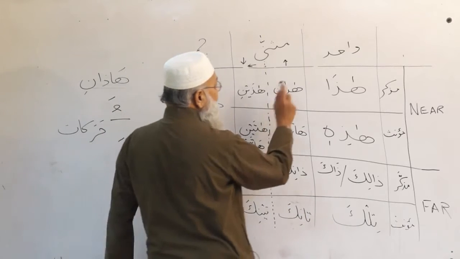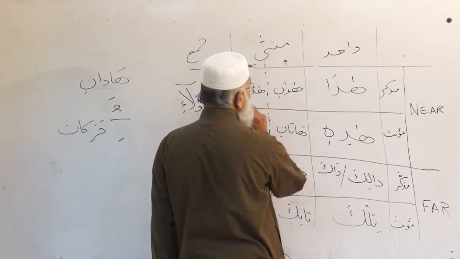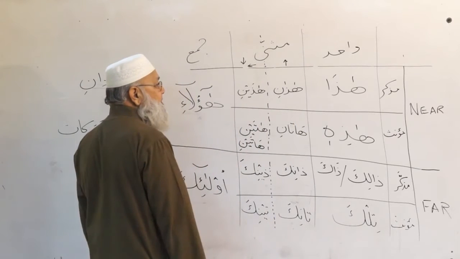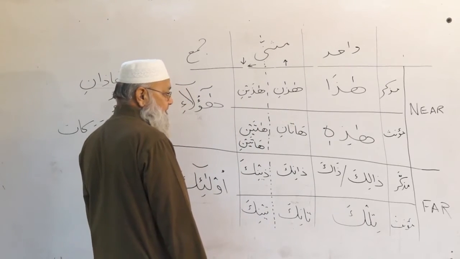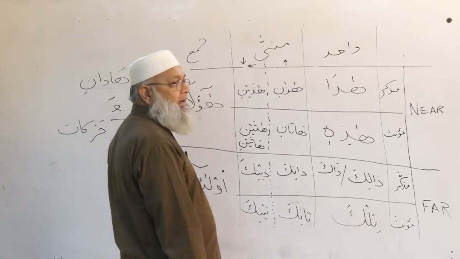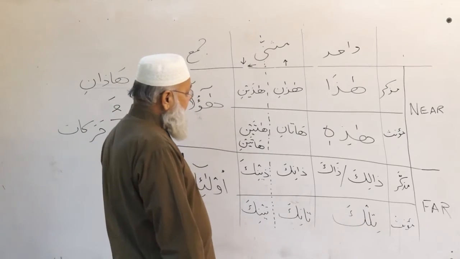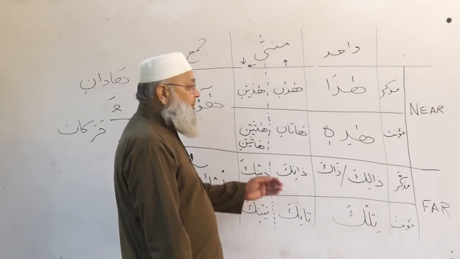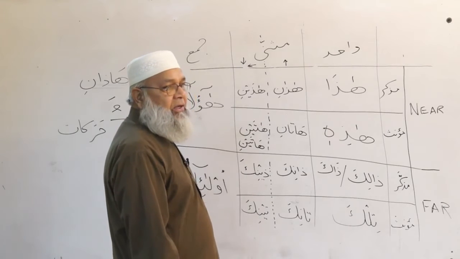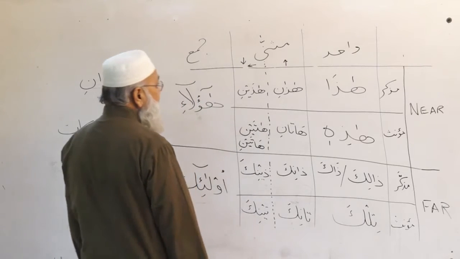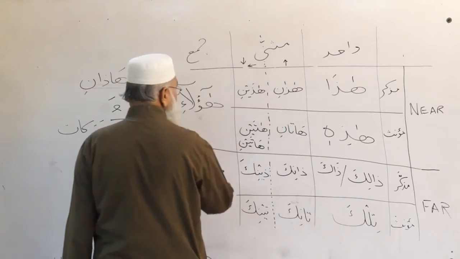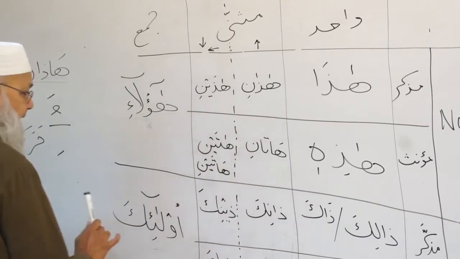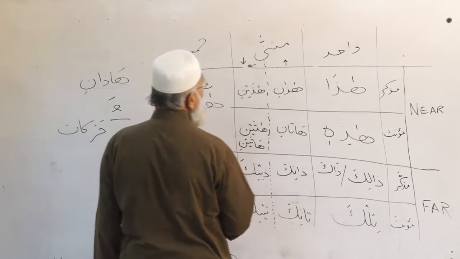You add ha before za, ta, zani and zaini, and it will become the ishara, or demonstration, to the close one. And you add ka at the end of za, ta and zai, tai, and it will become a demonstration to the distant one. So, hada, hadani, haulai, hazihi, hatani, haulai, zalika, dhanika, ulaika, tilka, tanika, ulaika.